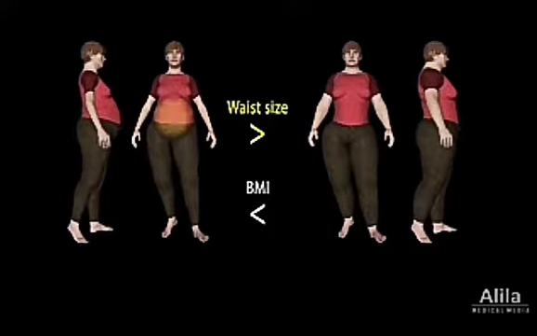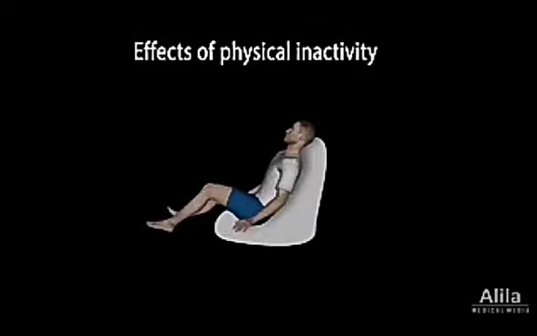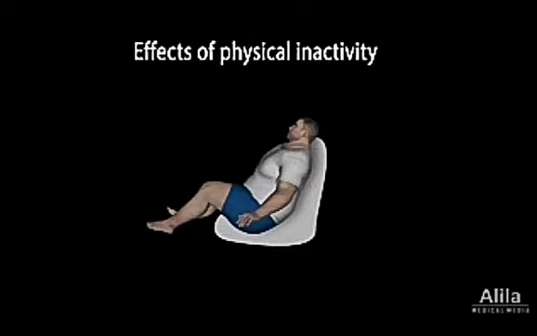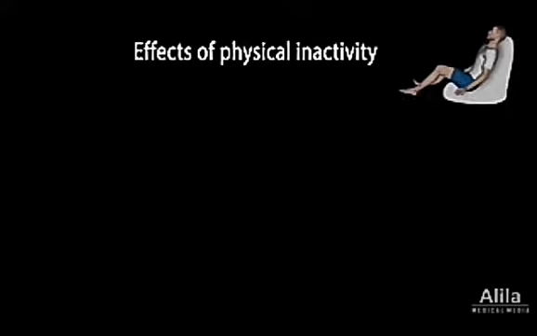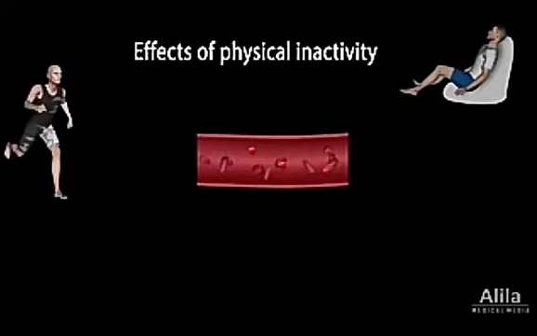Intra-abdominal fat appears to produce more fatty acids and cytokines, and therefore has more severe effect on blood glucose than subcutaneous or peripheral fat. For this reason, large waist size is a greater risk factor than high body mass index. Sedentary lifestyle, apart from having indirect effect by causing weight gain, has its own direct impact on insulin resistance. This is because physical activity is required to maintain healthy blood sugar levels.